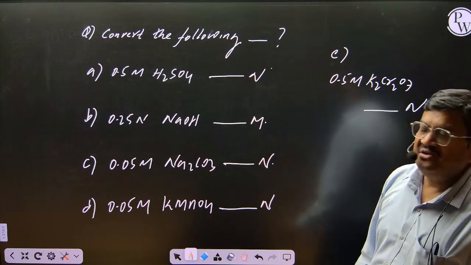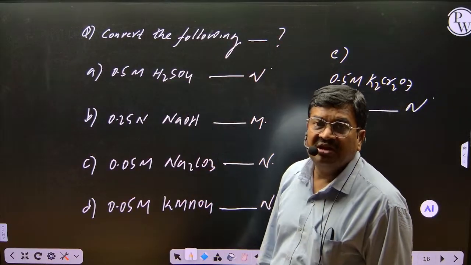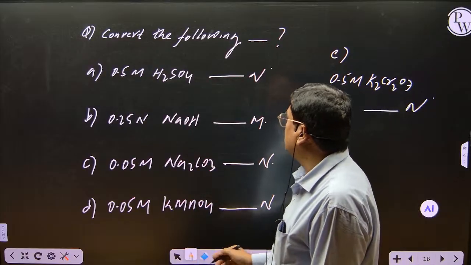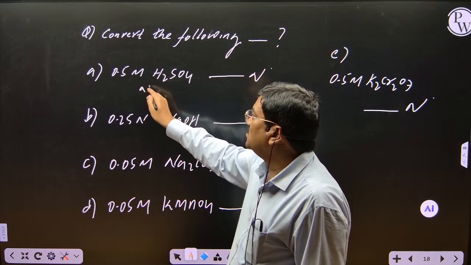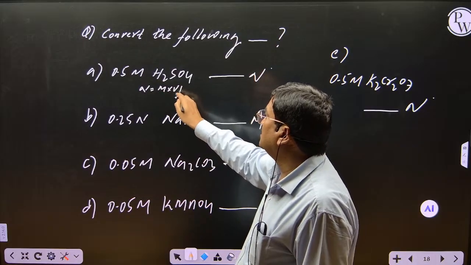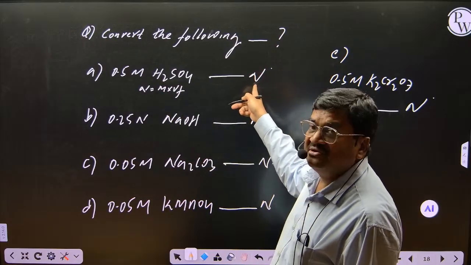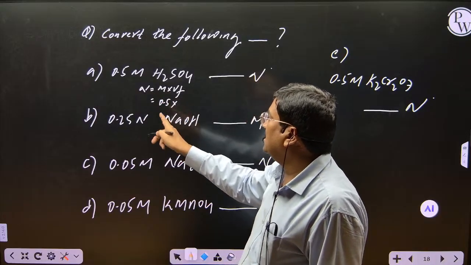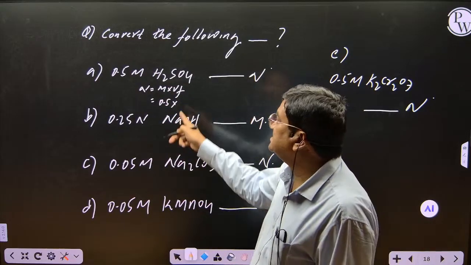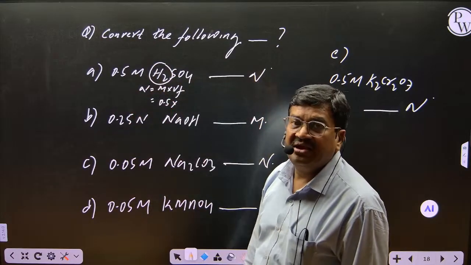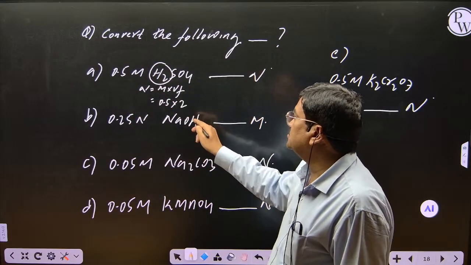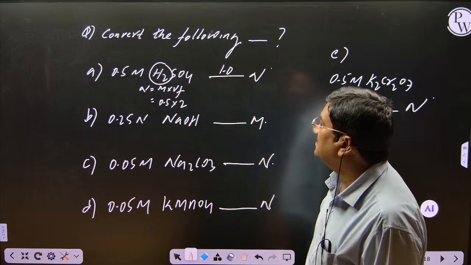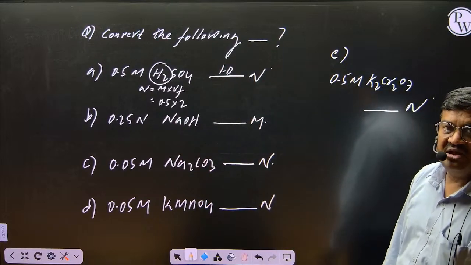Question understood? 0.5 molar sulfuric acid will be how many normal? What is the relation, students? Normality is equal to molarity into valency factor. Here we have to find normality, molarity is given to you. How much should I take molarity? 0.5. What is the valency factor for sulfuric acid? Sulfuric acid has 2 replaceable hydrogens. So substitute 2. So answer will be 1 normal. Understood?